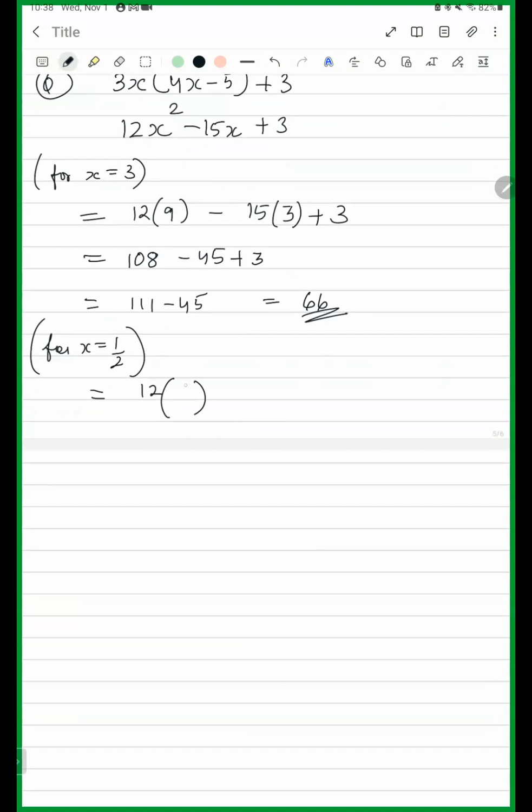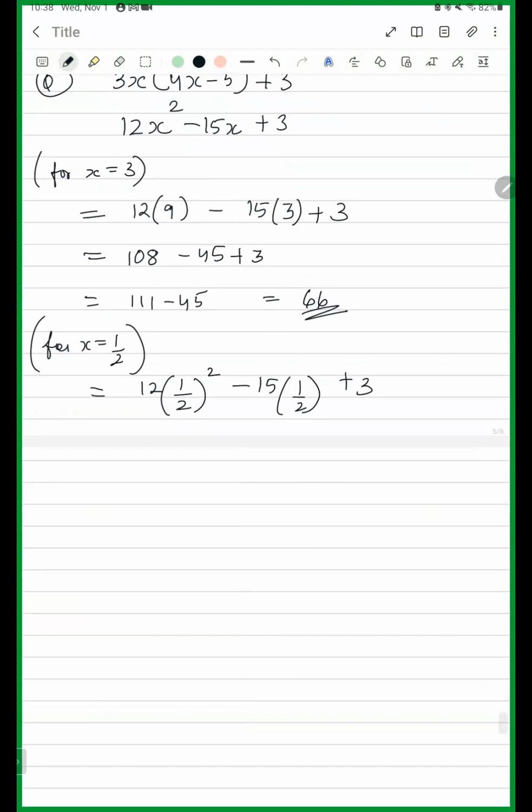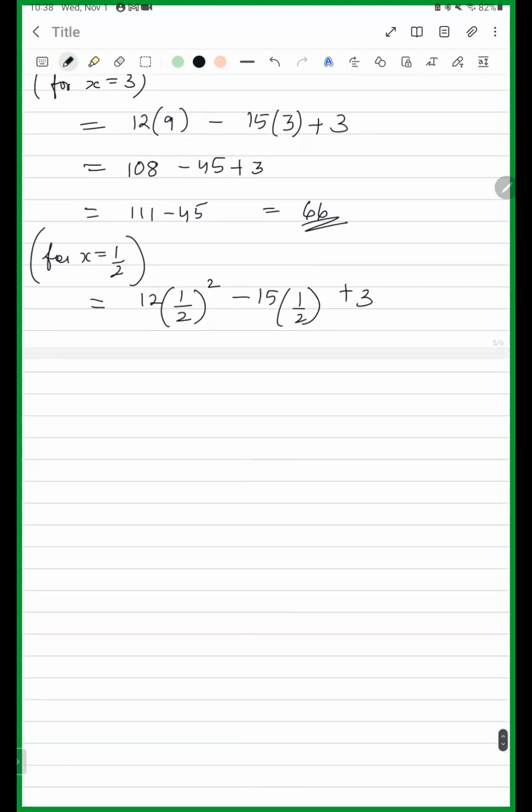Minus 15. Just a minute. 1 by 2 whole square. Let's just write it like this: minus 15, 1 by 2, plus 3. Because in place of x, what are we writing? 1 by 2. Now find this.